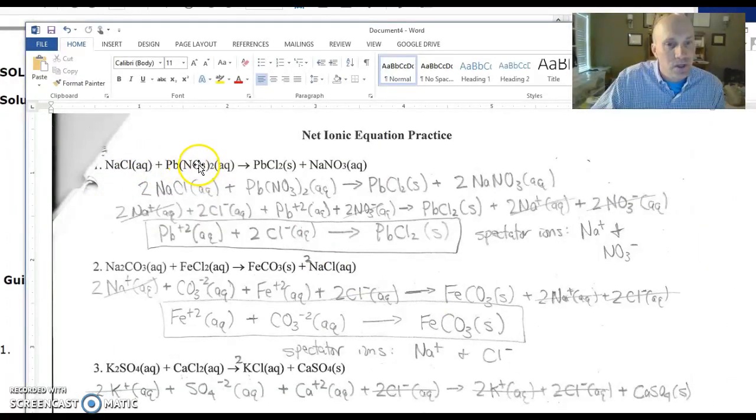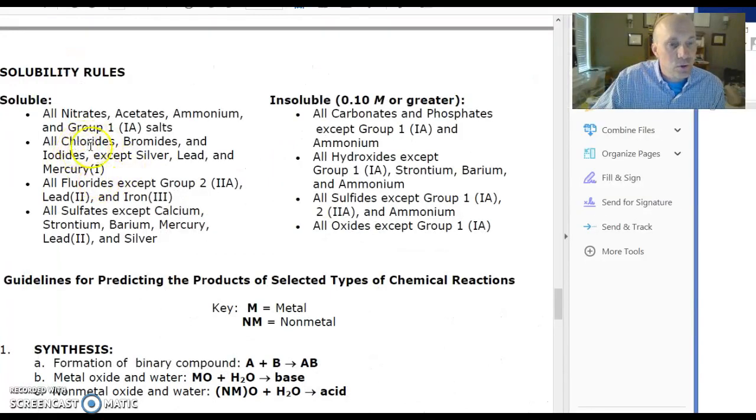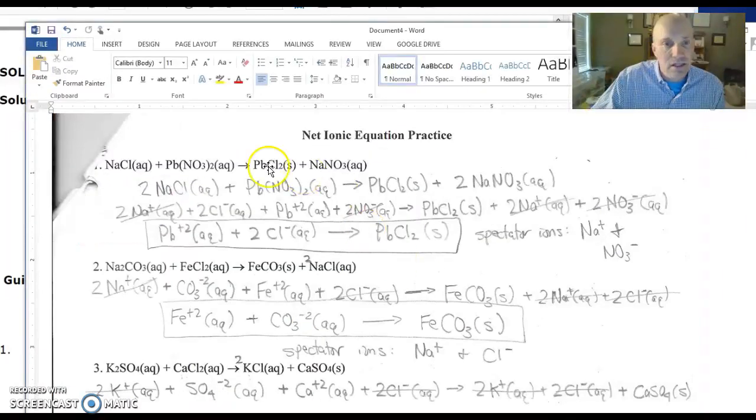The solubility guide says that all nitrates are soluble. That's why this is aqueous. Lead chloride. Why would we say that that is a solid? Notice that all chlorides are soluble except for, and it mentions lead as one of those exceptions. So that's why this would be assumed to be a solid, meaning it's not soluble. And again, all nitrates are soluble. That's why sodium nitrate has got the aqueous suffix here.